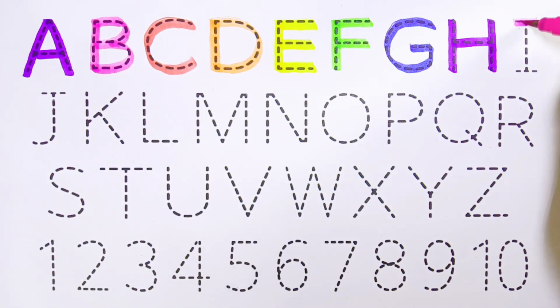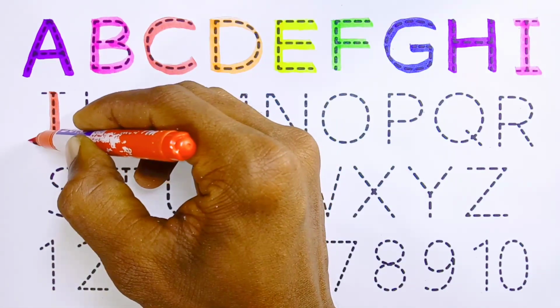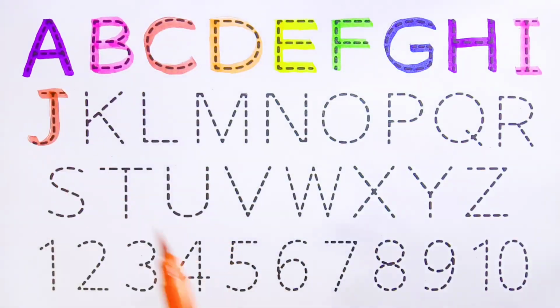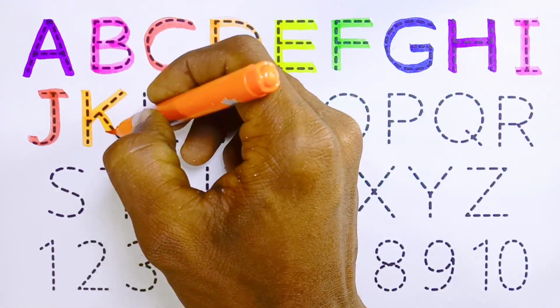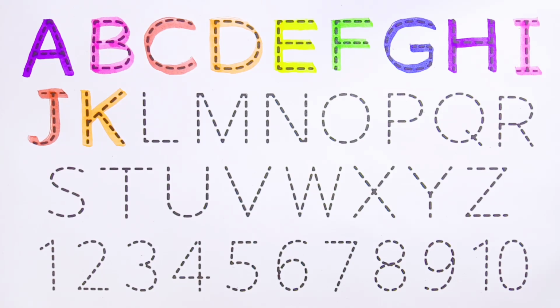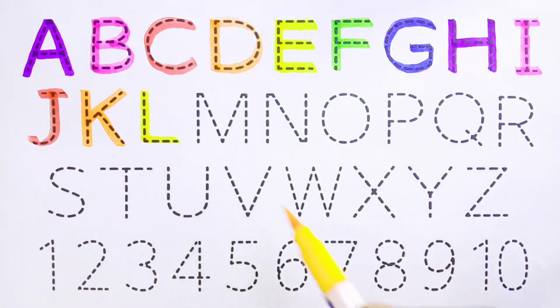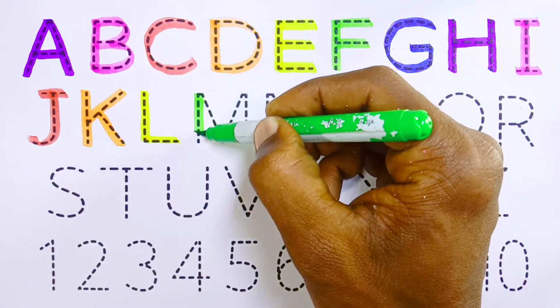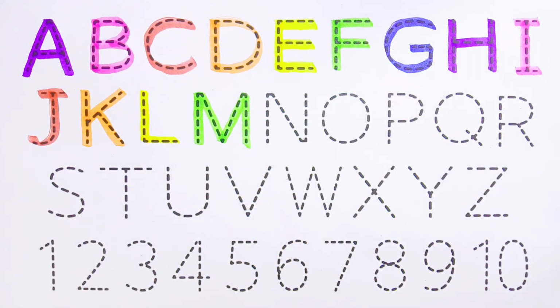I, I for insect. J, J for jug. K, K for kite. L, L for lemon. M, M for mug.